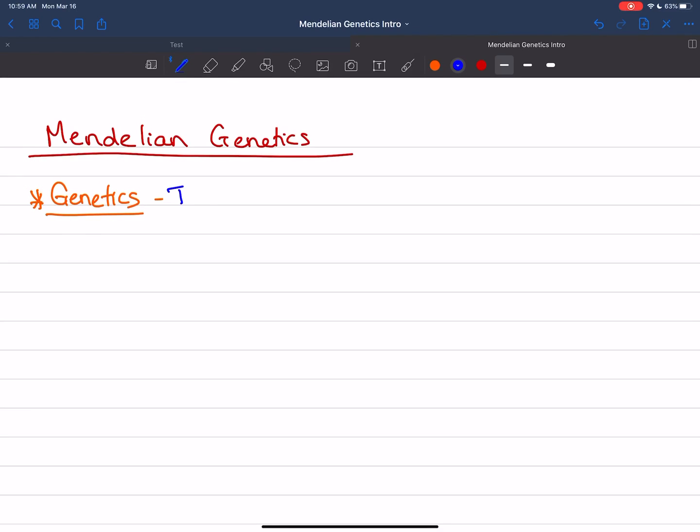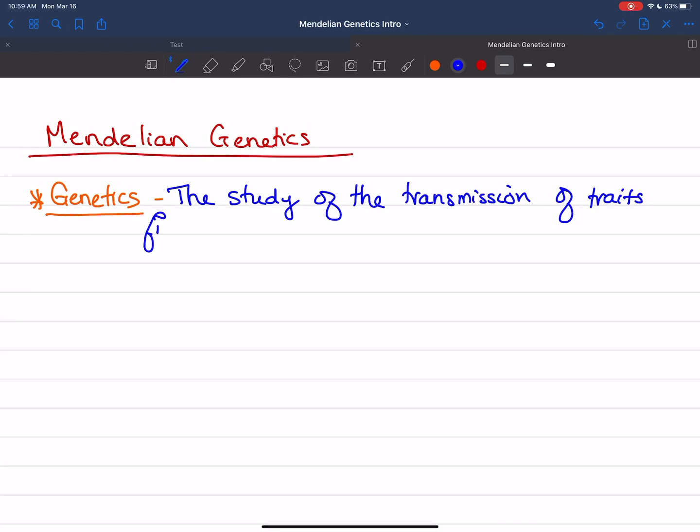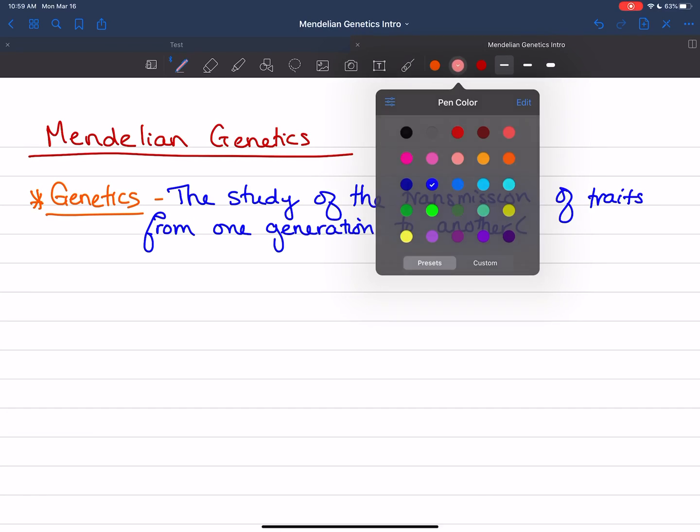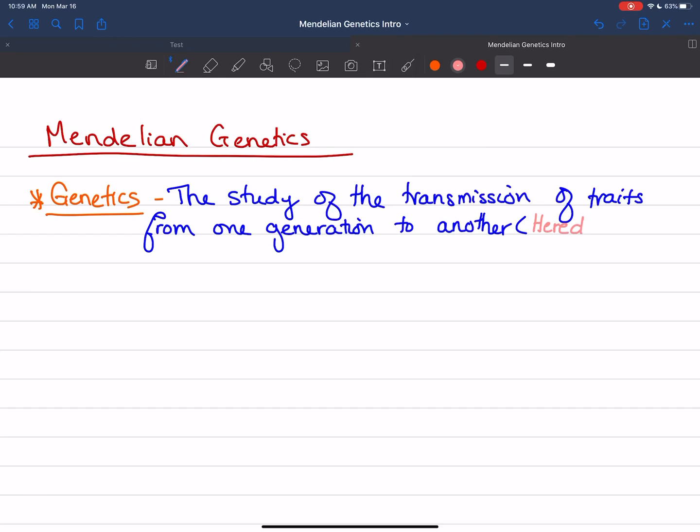Genetics is the study of the transmission of traits from one generation to another. This is also what you would call heredity, right? You inherit those traits from your parents, from your family.